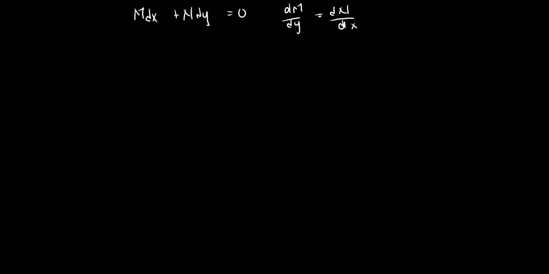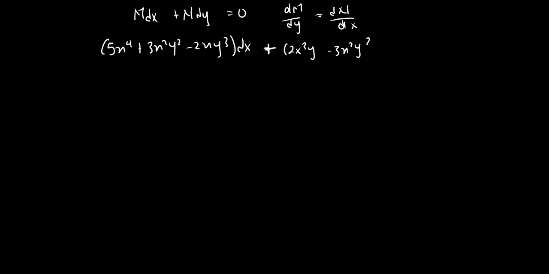Now, looking at this, you'll be wondering, this looks very similar to the homogeneous equation, so why do we not do homogeneous equations? I will show you as we take this example. Let me write this out. Here is our first question for this video: (5x^4 + 3x^2y^2 - 2xy^3) dx + (2x^3y - 3x^2y^2 - 5y^4) dy = 0.